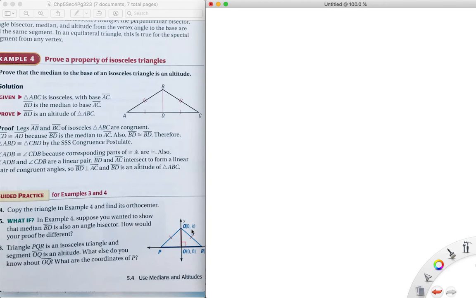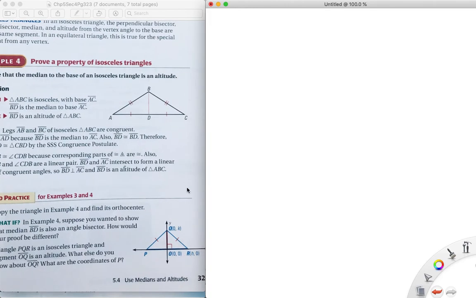So here they have that this is isosceles, and this is the altitude. And it asks, what else do I know about Q? Well, if it's the altitude, it's also the median. It's also the perpendicular bisector. It's also the angle bisector. They want to know what P is.